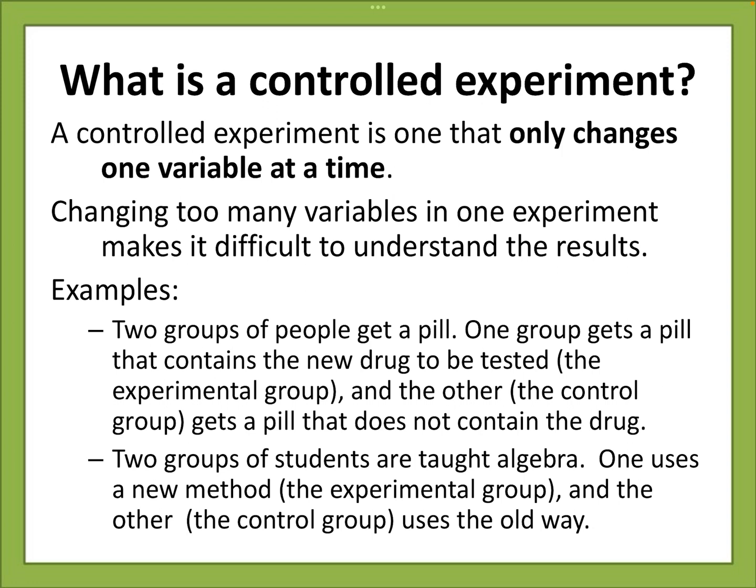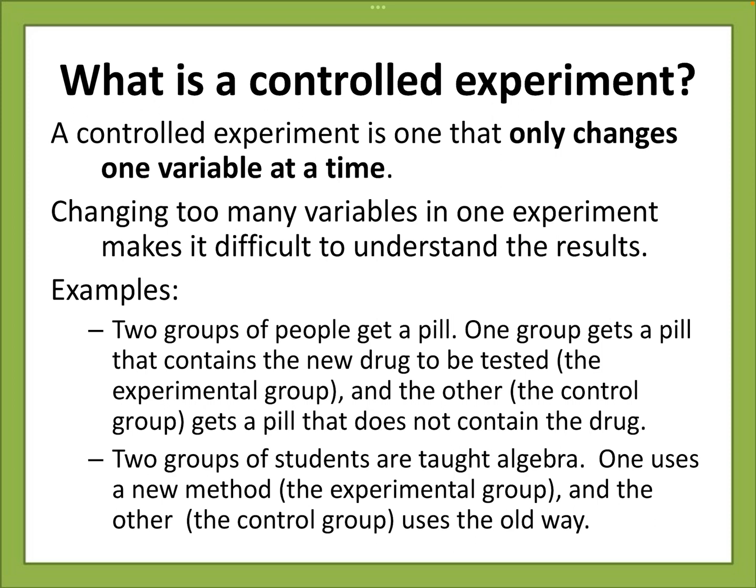Examples would be, two groups of people get a pill. One gets a pill that contains the new medicine to be tested. The other group, the control group, gets the pill that does not contain the drug. We have only changed one thing. One group, the experimental group, gets the pill. The other group gets a pill, but it doesn't have the medicine. They still will take the same amounts, the same size, it will be the same color, but we have only changed one thing.